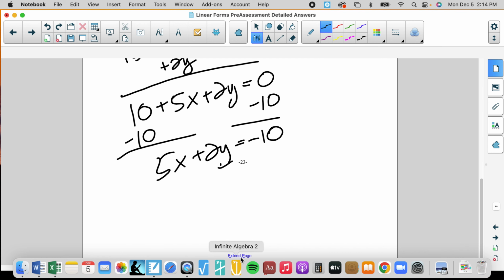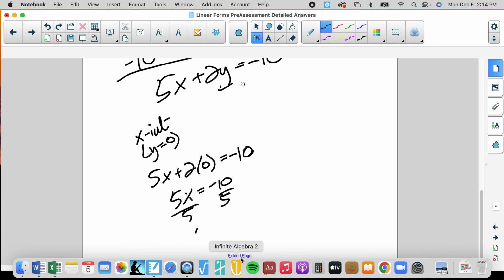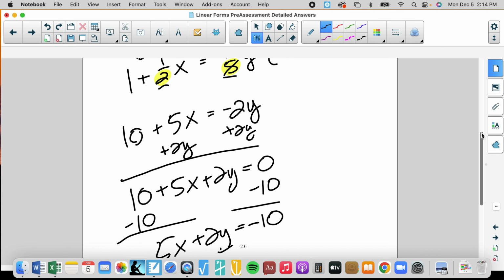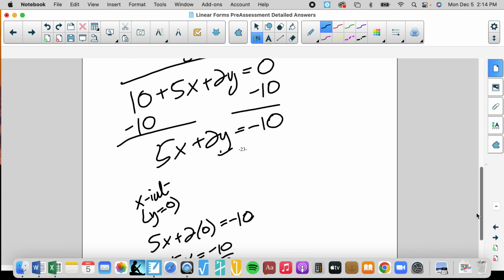That's going to give me 5x plus 2y equals negative 10. So if I wanted to find the x-intercept, I'm going to plug 0 in for y. 5x plus 2 times 0 equals negative 10. We're left with 5x equals negative 10. Divide by 5, divide by 5. My x-intercept is negative 2. Is that the case? Let's go back to my original graph. My x-intercept is negative 2. Yes, that worked.